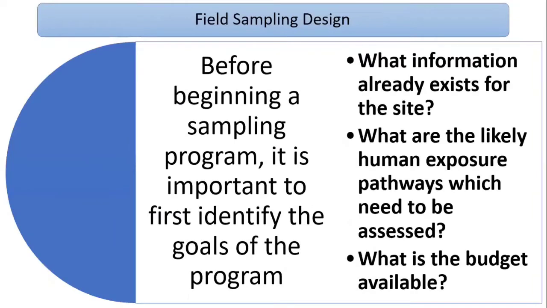Now we have field sampling design. Before beginning a sampling program, it is important to first identify the goal of the program. Suppose we are going for field work as a group of people. The objective of this project and the goal of our field work are known only to our chief scientist and one or two persons, and other people don't know why they are going for the field work.